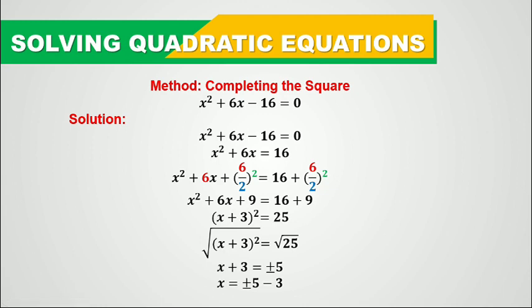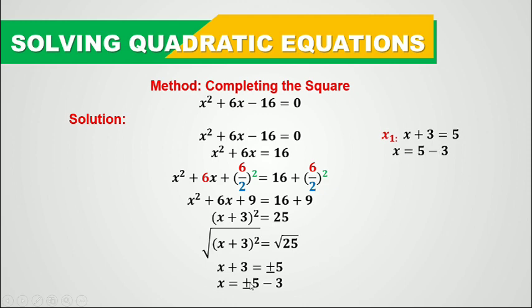Now for x sub 1, the first root, x plus 3 equals 5, or x equals 5 minus 3. This part is just the same, simplified. So x equals 5 minus 3.